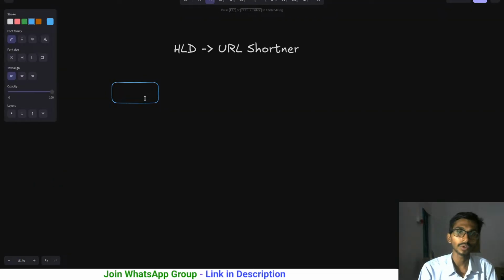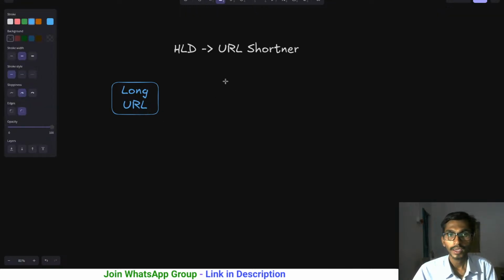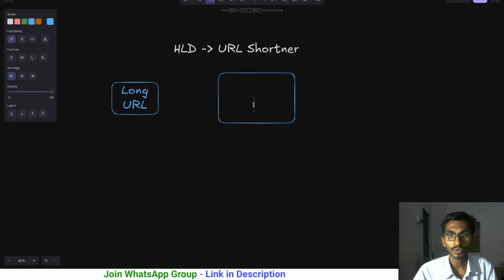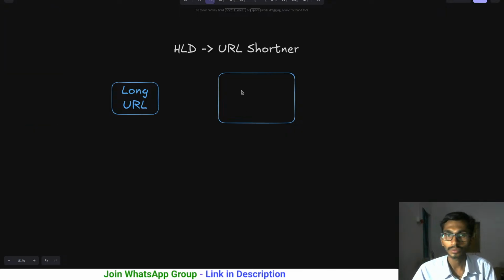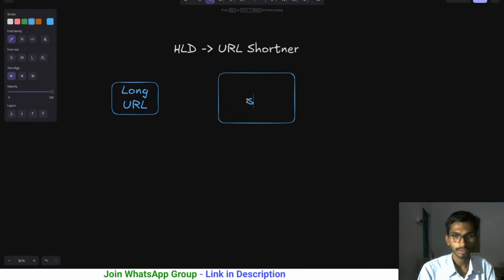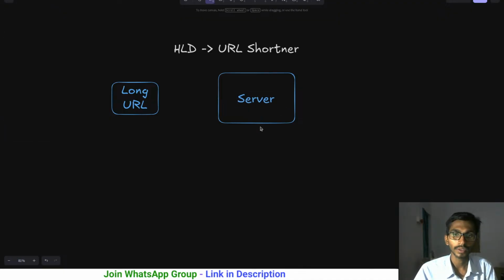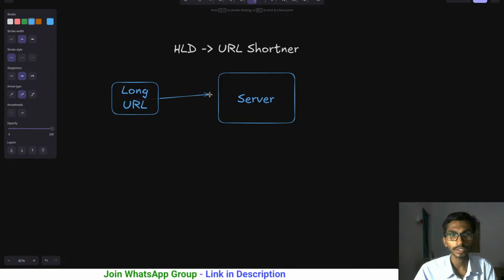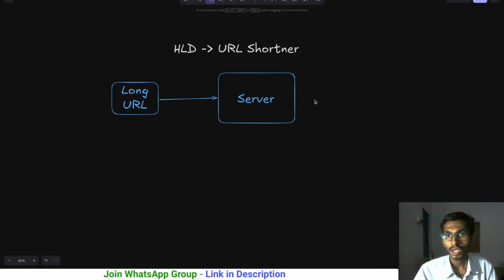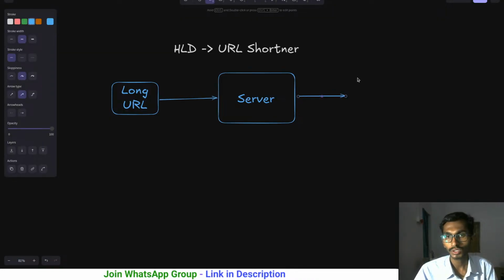This is how I'm going to go about it. This is the long URL I have, and I will send this long URL to my server. This is the server of mine. Once it has this long URL, my server will simply shorten it. So this is how it's going to go.